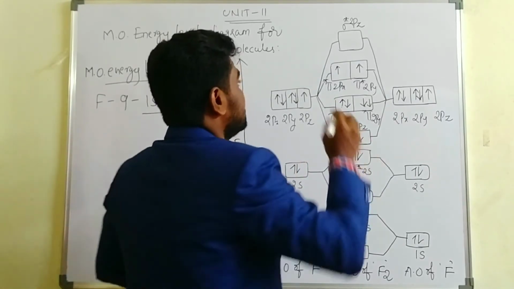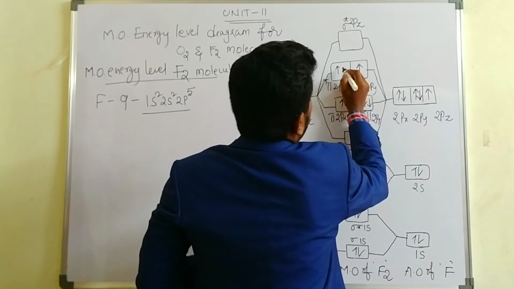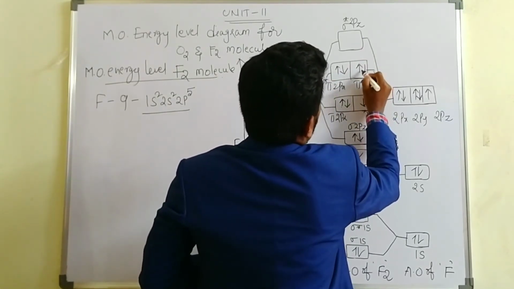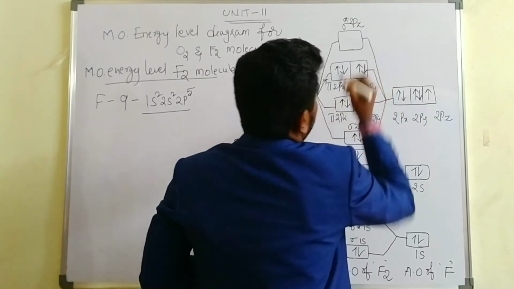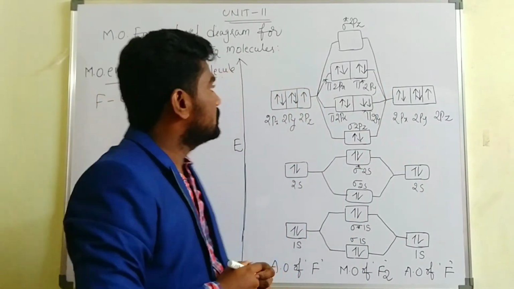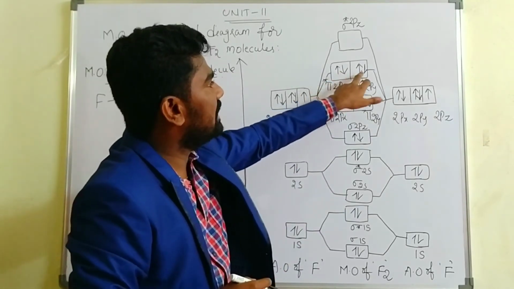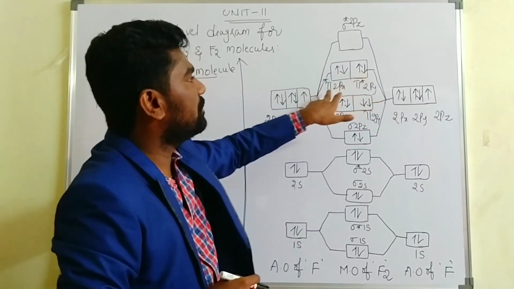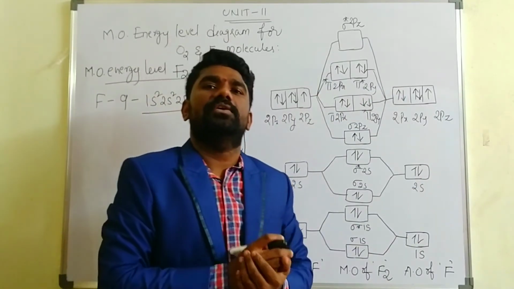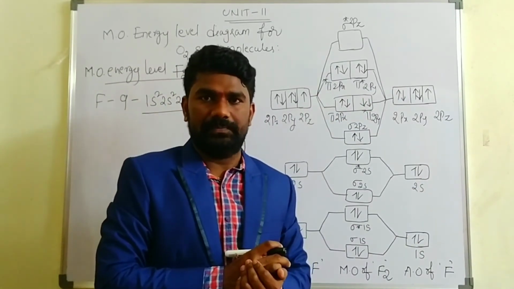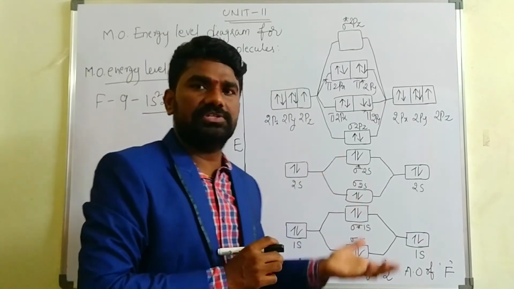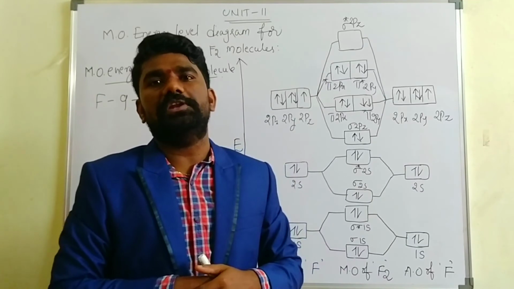These 2 electrons can pair up in the pi star 2px and pi star 2py according to the 3 rules. So the remaining 2 electrons pair up with the pi star 2px and pi star 2py electrons in the case of the fluorine molecule. Okay, so this is the only difference between the oxygen and fluorine molecule.